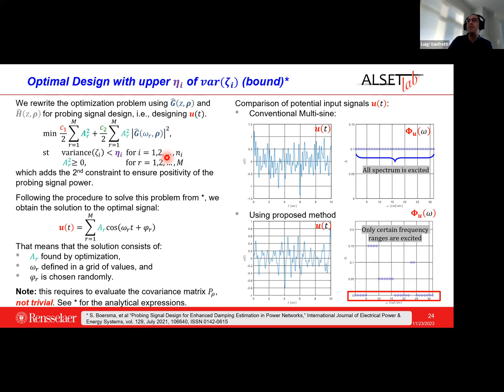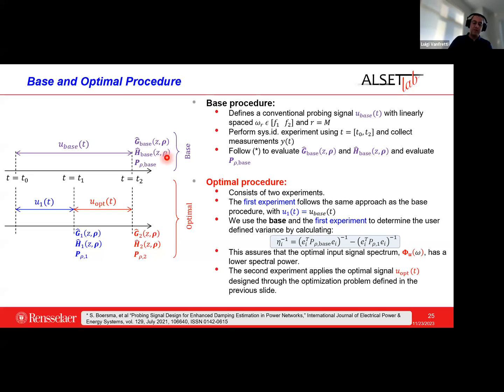we don't have to do the whole spectrum. So in the following experiments, what we're going to do is apply a base input signal. The base input signal is going to be used to estimate a base system, estimate G and an H, and that will allow us to calculate the variance also. So once we have done this base procedure, we have a reference.